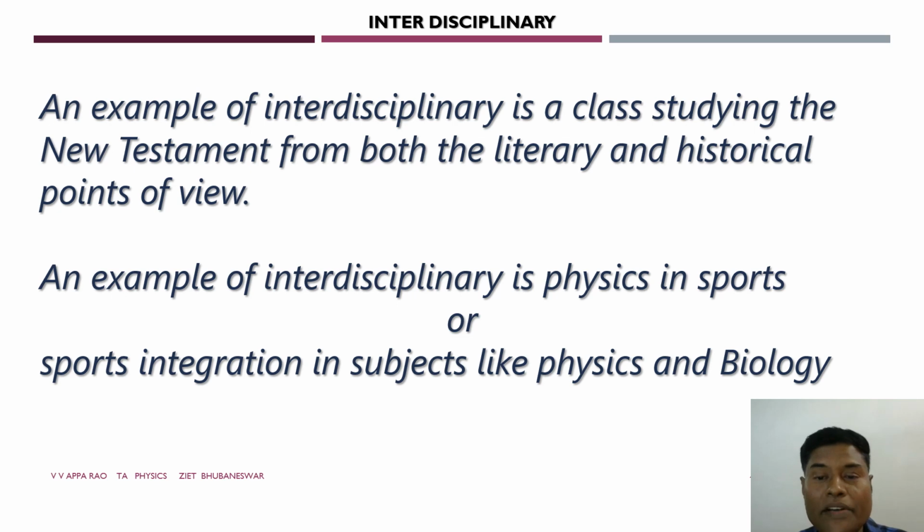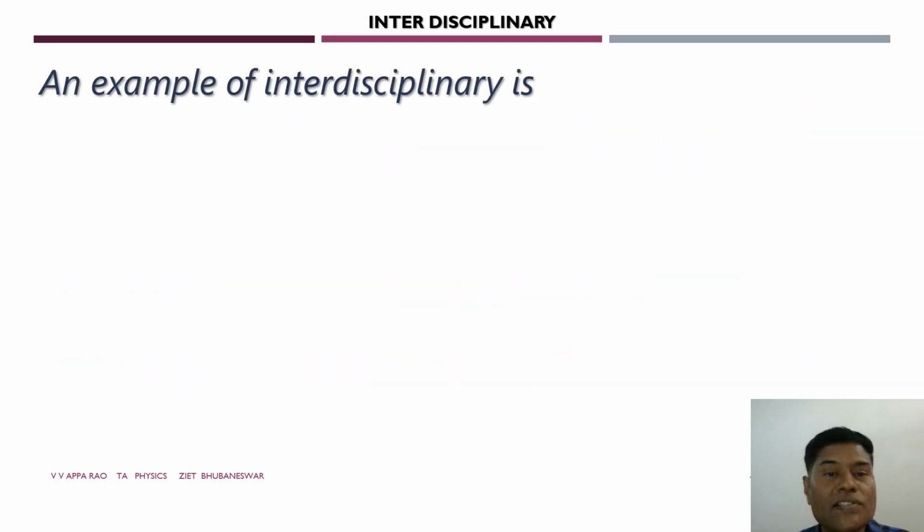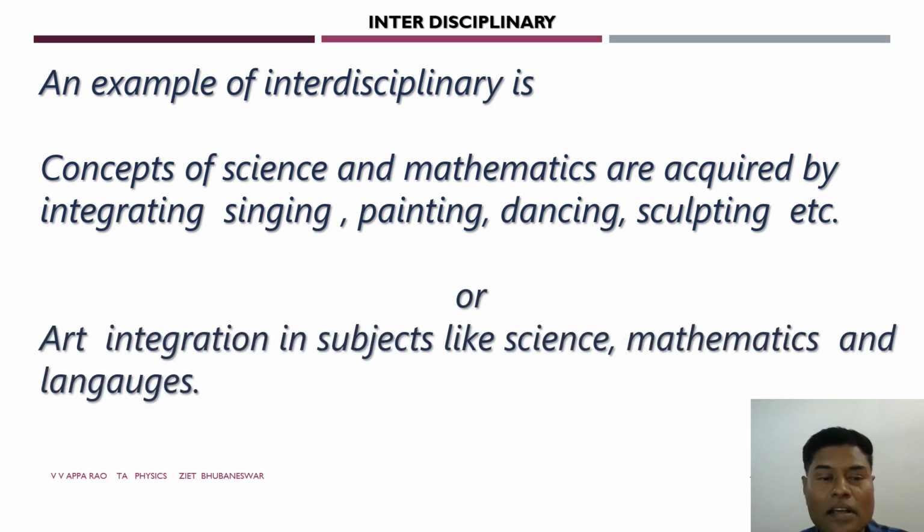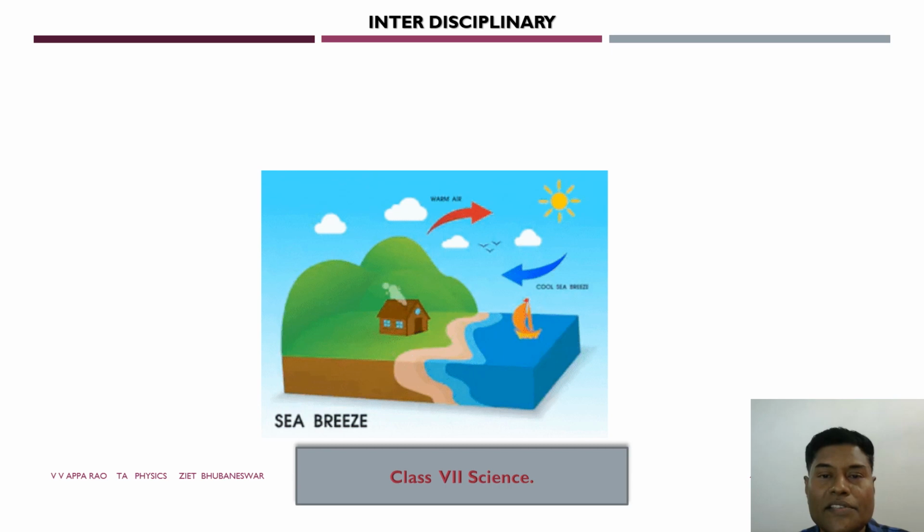An example of interdisciplinary is the physics knowledge in sports or the sports integration in subjects like physics. And an example of interdisciplinary is concepts of science and mathematics acquired by integrating singing, painting, dancing, sculpturing, etc., or the art integration in subjects like science, mathematics, and languages.